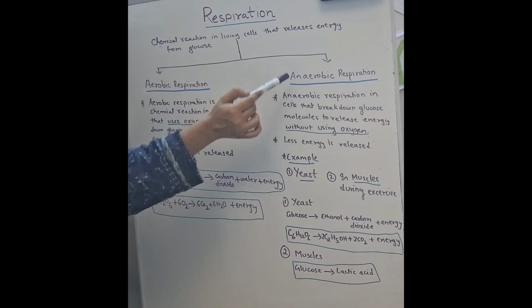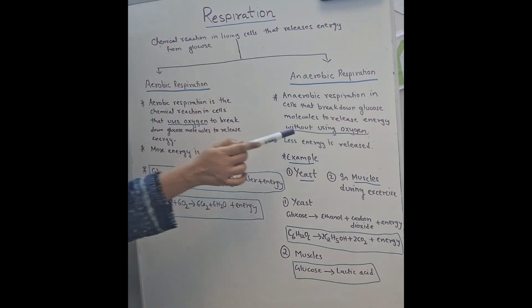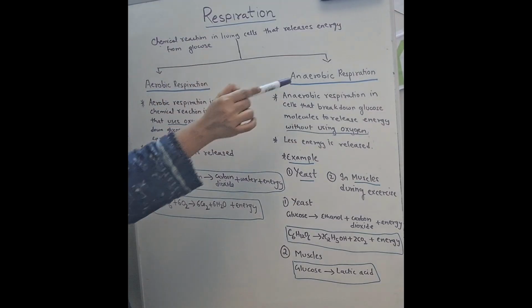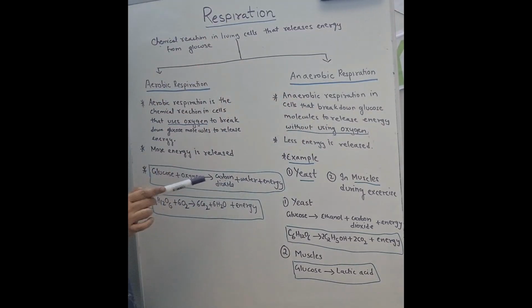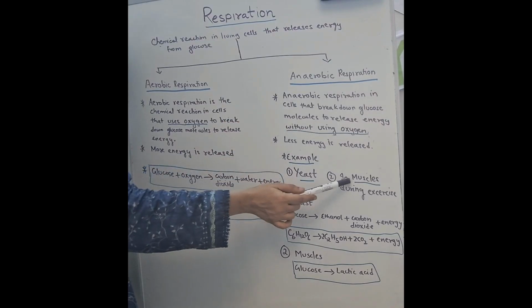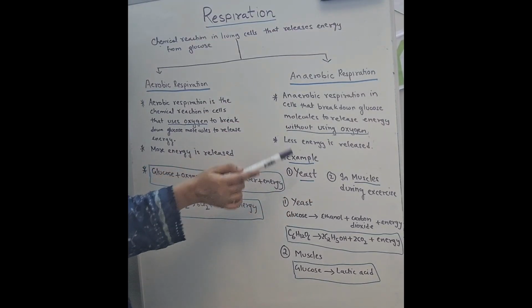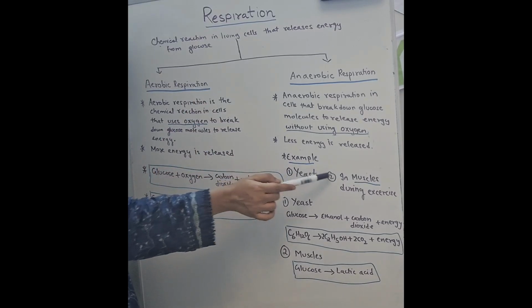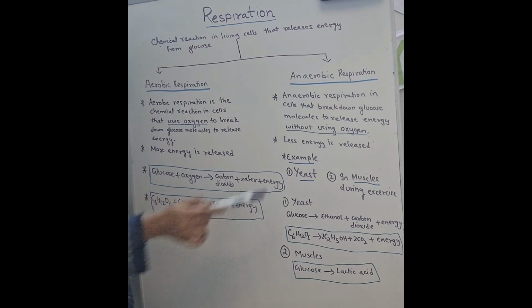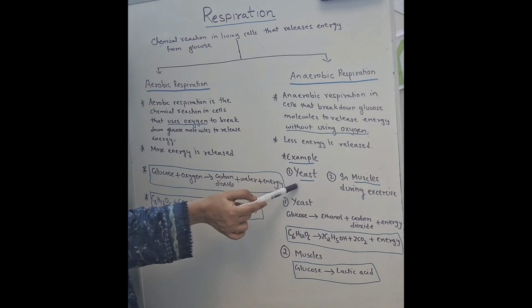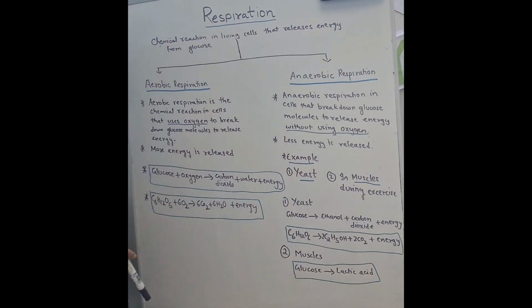Now we will understand the second type of respiration, that is anaerobic respiration. Anaerobic means that this type of respiration takes place in the absence of oxygen, without using oxygen. Here also energy is released from glucose, but in the absence of oxygen. Anaerobic respiration takes place in the muscle cells during exercise, and also in yeast. Is it clear? So there are two places where anaerobic respiration takes place, in yeast and in muscle. And of course the product is different in yeast and in muscles.